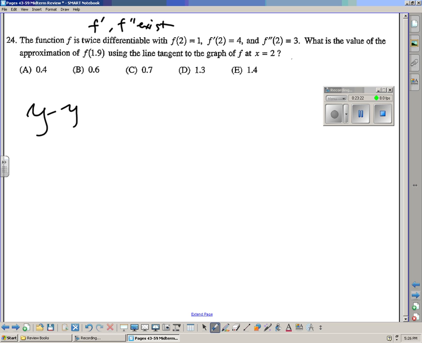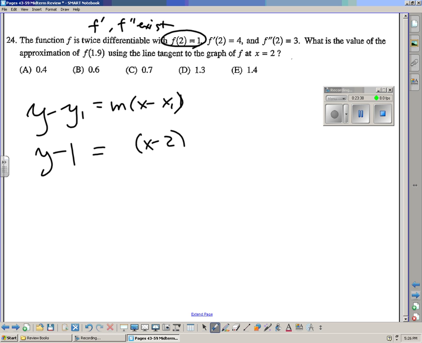Well, first we would need to actually achieve what that line is. Here's the equation of the tangent line. At x equals 2, well, we know a few things. X is 2, obviously. We know y. Y is the y value here, which is 1. And the slope is the derivative, which is 4. So there's our tangent line.